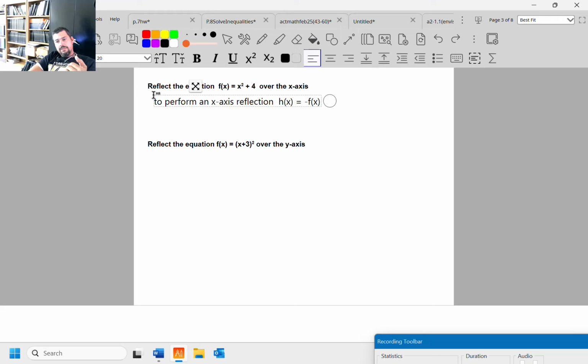Now notice that the negative symbol is talking about the entire function, not just a piece of it. And that's kind of the thing that catches kids, is where do I put the negative symbol? And I'll talk about that. But anyways, we negate everything. We don't just negate a piece of it.